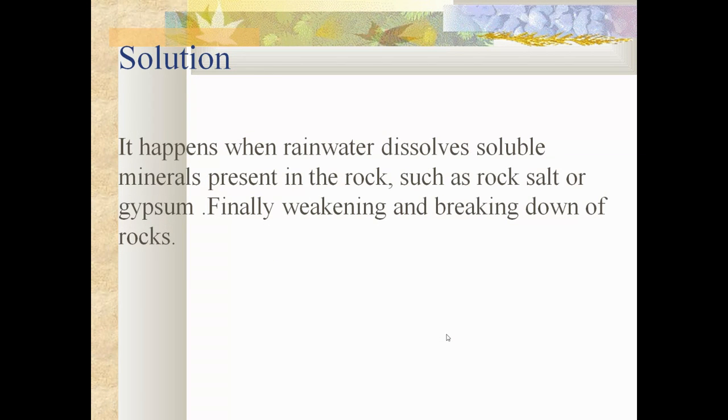Another kind of chemical weathering is solution. It happens when rainwater dissolves soluble minerals present in the rock, such as rock salt or gypsum, finally weakening and breaking down of rocks.